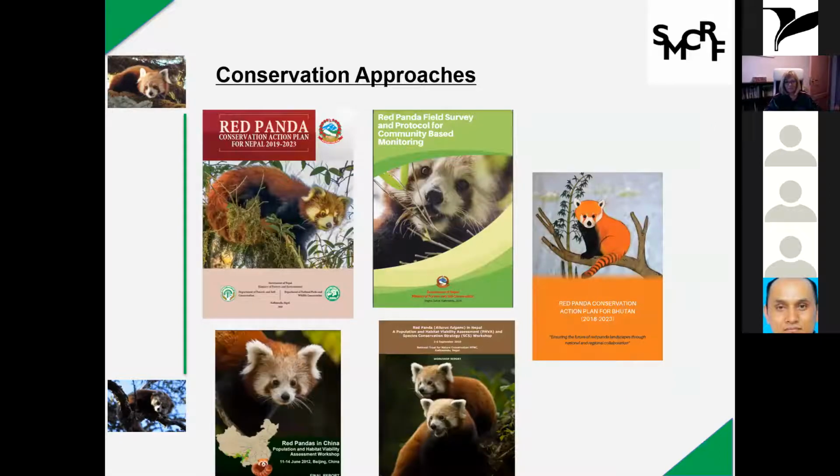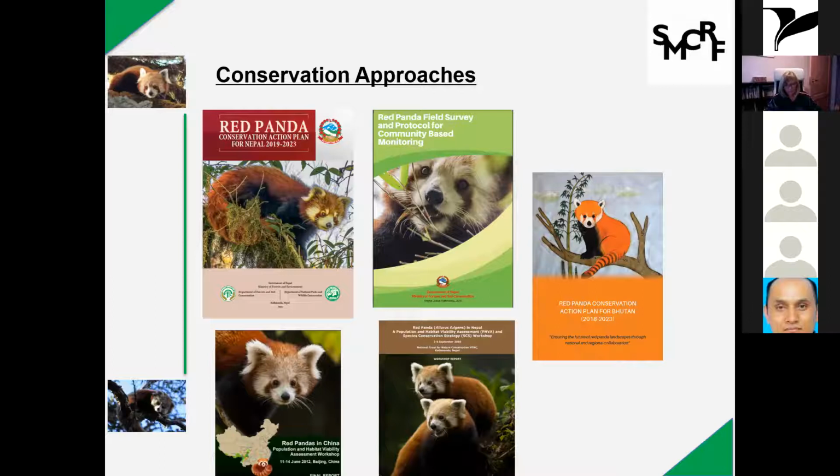These are the documents published to prioritize and to conserve red panda. Nepal also built a red panda conservation action plan from 2019 to 2022. Similarly, Bhutan also built a conservation action plan for red panda 2018 to 2023. Similarly, the Nepal government also built a field-based red panda monitoring protocol that is based on community-based monitoring.